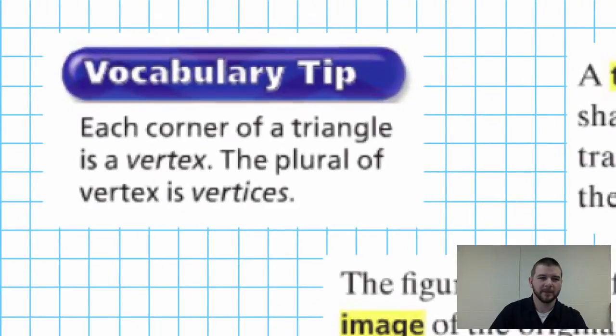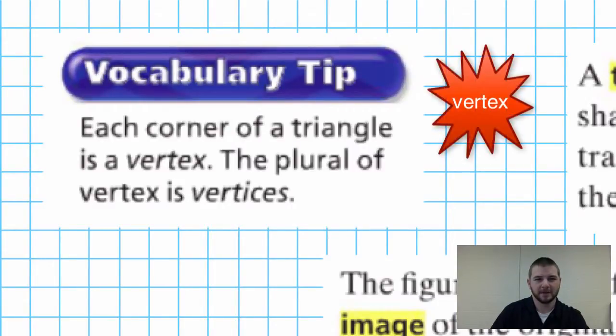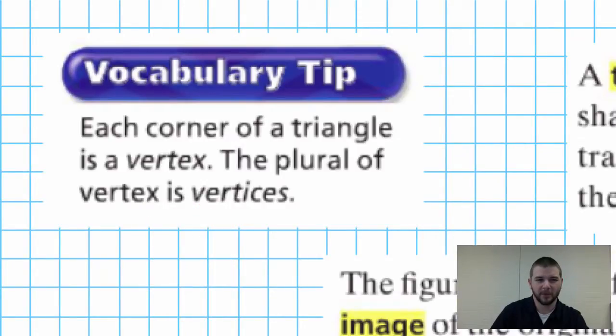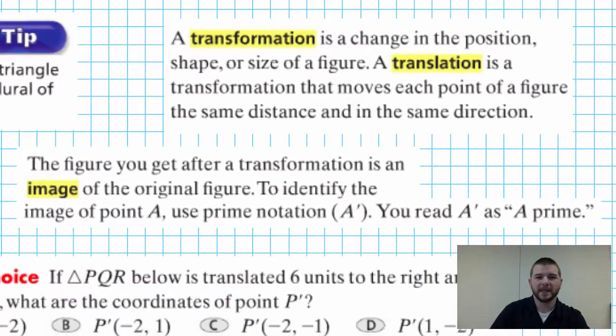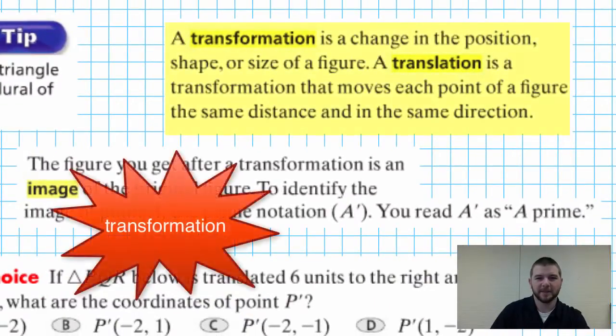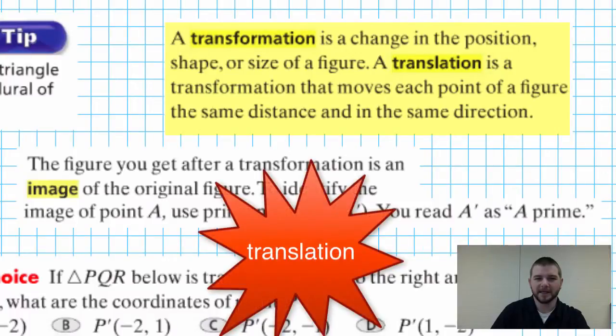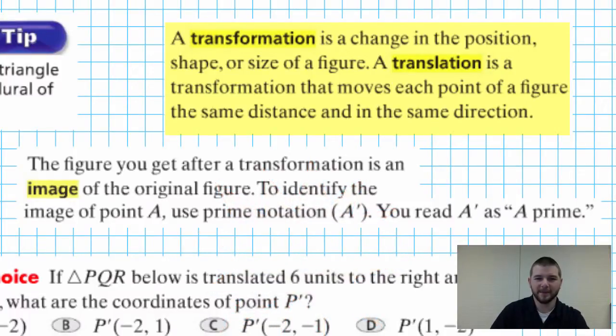A vocabulary tip: each corner of a triangle is a vertex. The plural of vertex is vertices. So you can have one vertex or multiple vertices. A transformation is a change in the position, shape, or size of a figure. A translation is a transformation that moves each point of a figure the same distance and in the same direction.